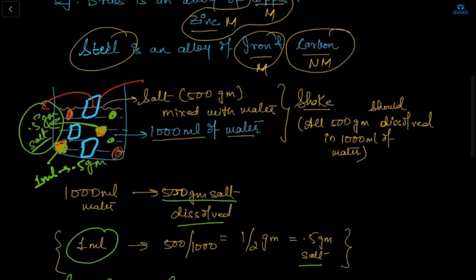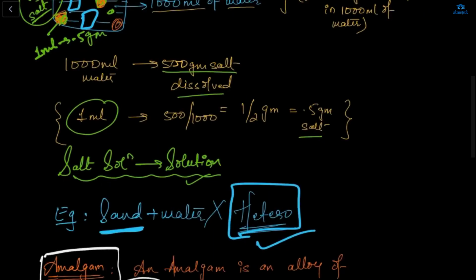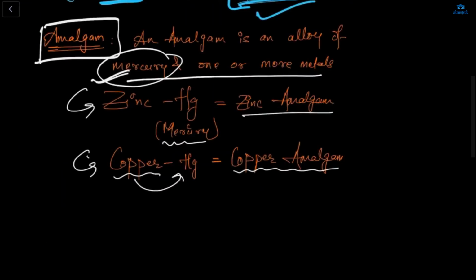Homogeneous means, homo means same, that which dissolves in the same amount, that is your homogeneous. Hetero means which is not dissolving in the same amount, so that's a hetero, which is your sand and water or oil and water. So if you are mixing oil and water, it will be well visible that oil is there on top, and if you are mixing the sand, it will be clearly visible that sand is there at the bottom. And what is amalgam?